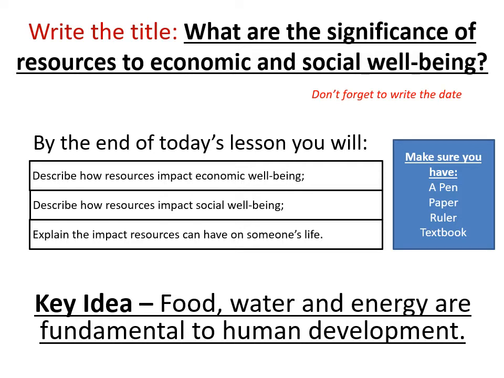But if you could copy that with the date, read through the objectives, and also copy that key idea. So copy that title, leave a line, and then write key idea, food, water, and energy are fundamental to human development. They are necessary. They are really important to human development. 2 things to copy there. Pause now and we'll move on.